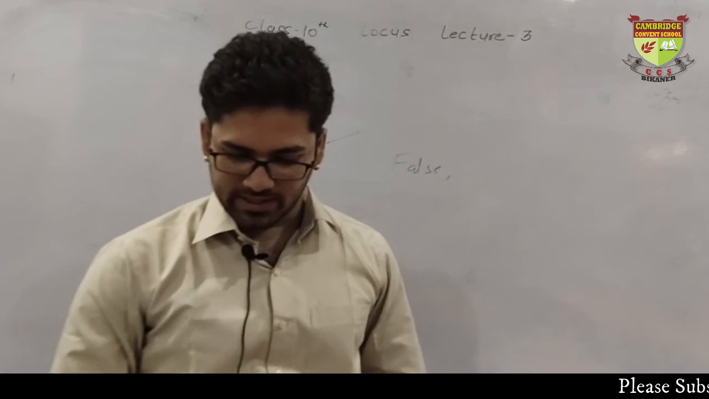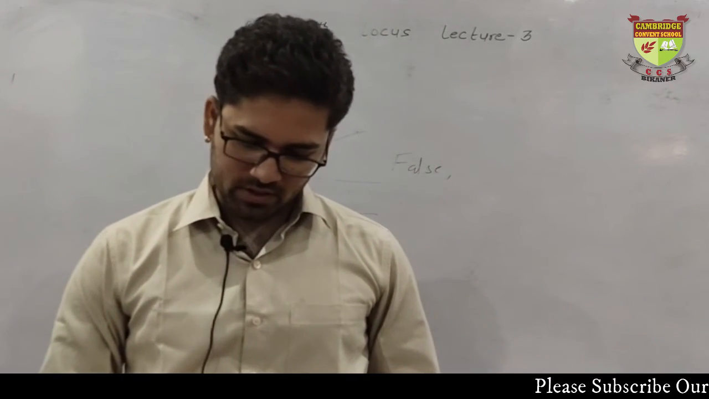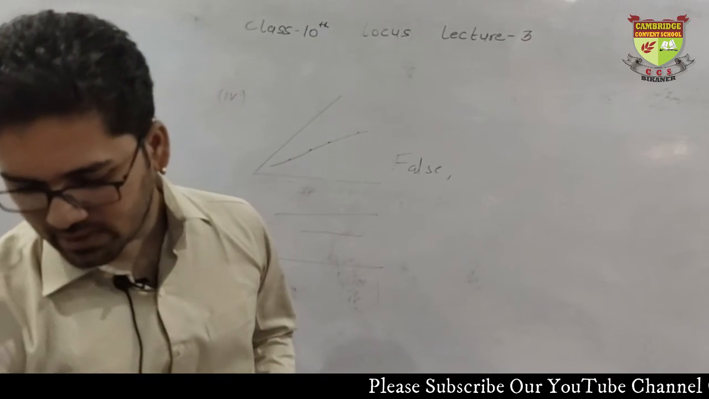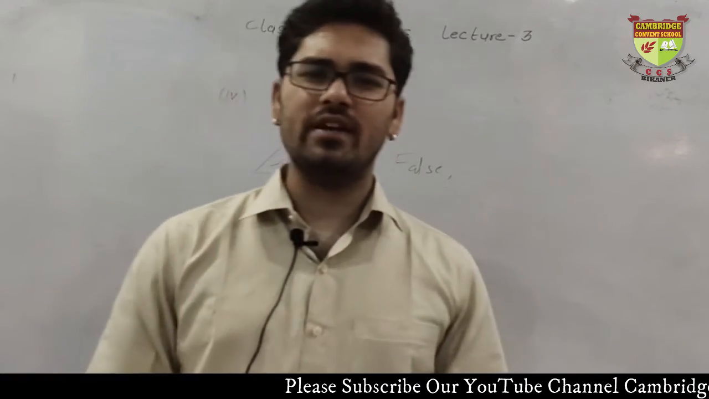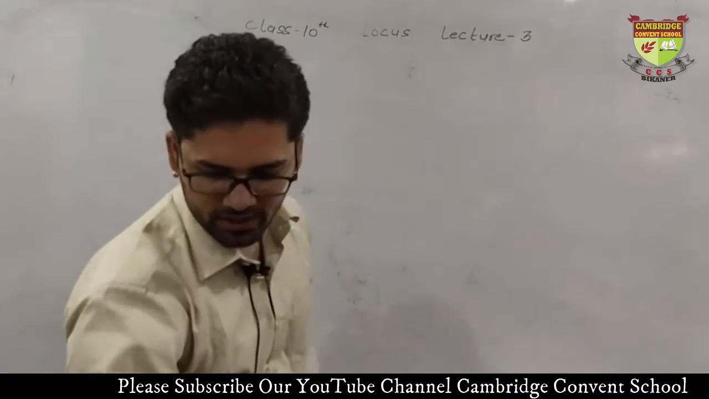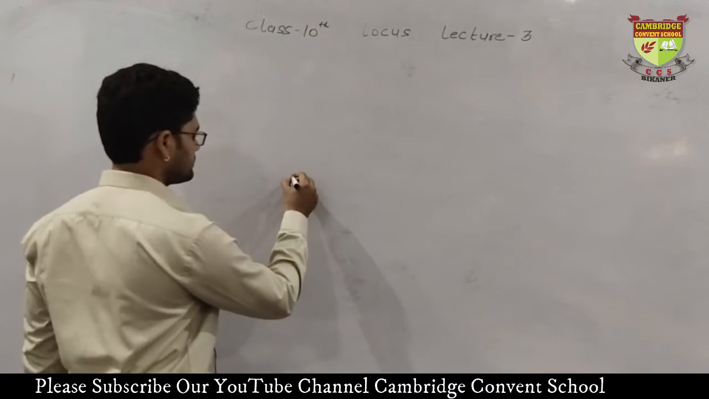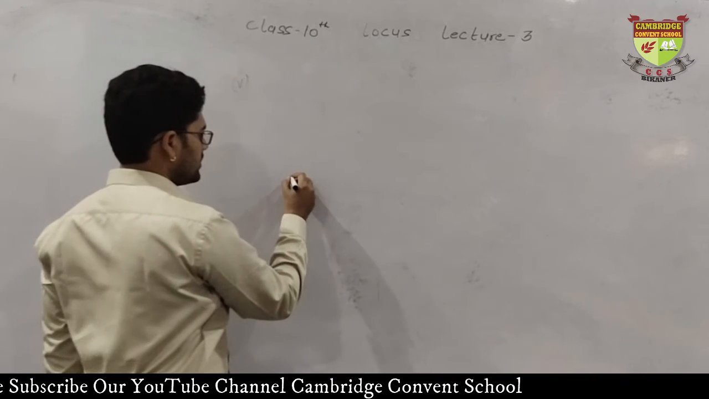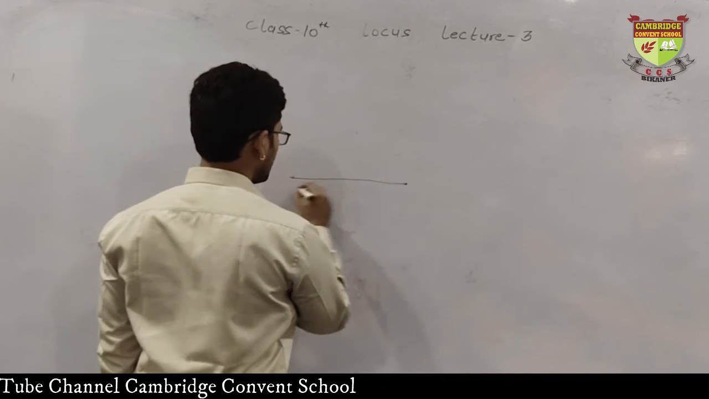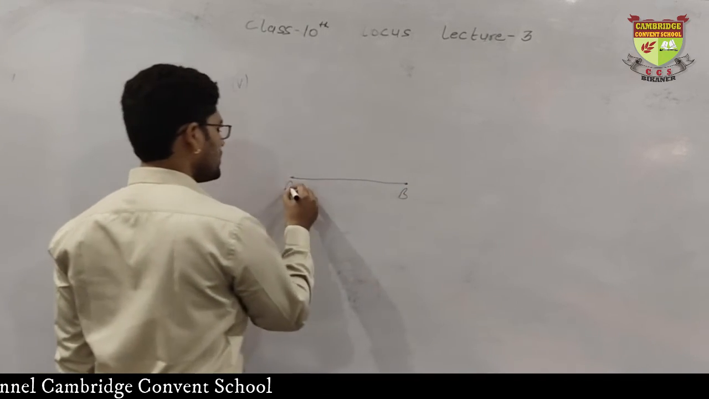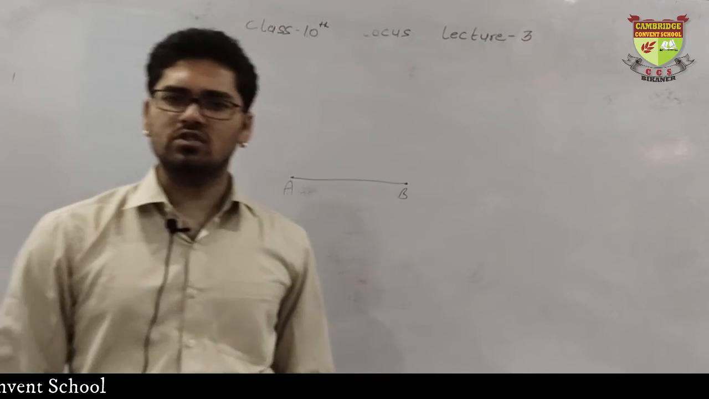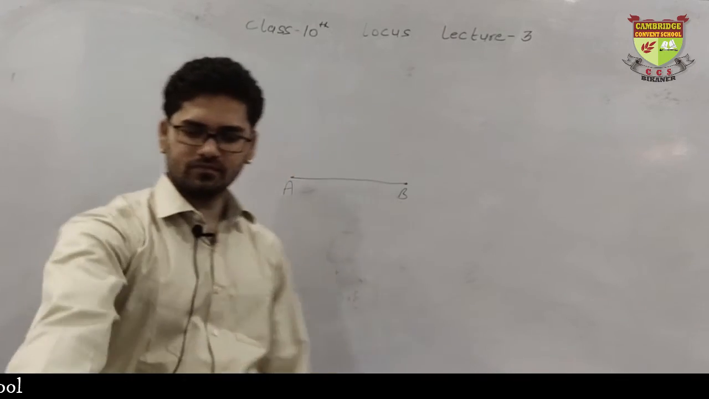Our final true false. Let's see. The locus of a point equidistant from 2 given points is the perpendicular bisector of the line joining the 2 points. Very easy. We have done it so many times. It says there are 2 points, first point, second point. Join these points. I have given them names A, B. We did a theorem regarding this, and also in the first lecture we studied about this. So this is not very difficult now.